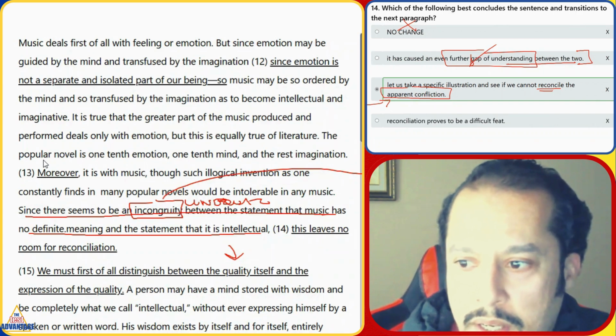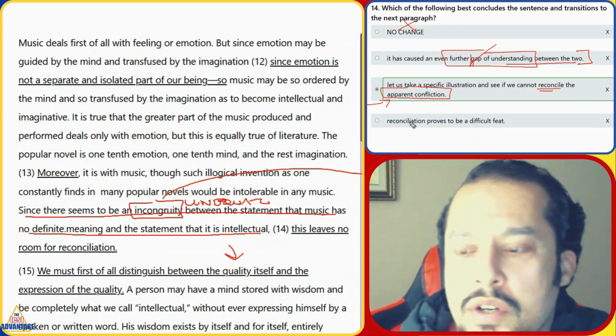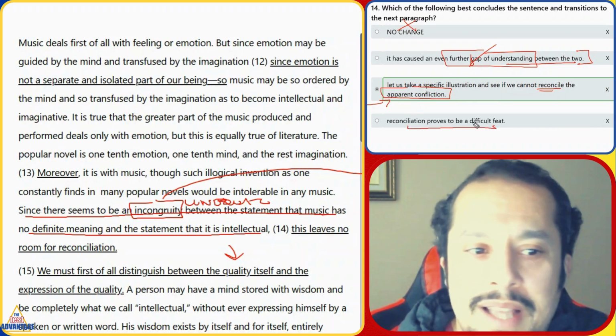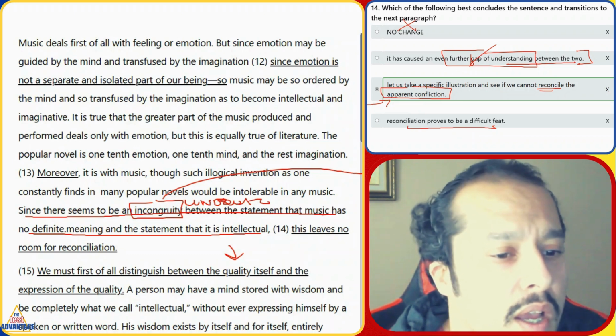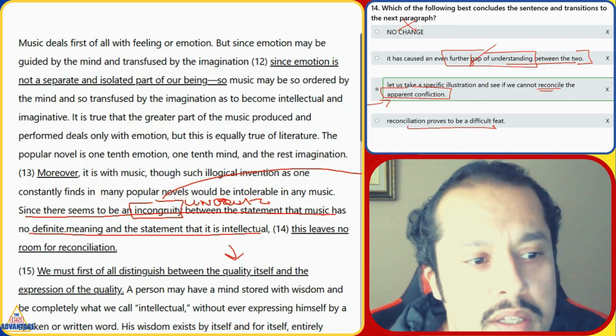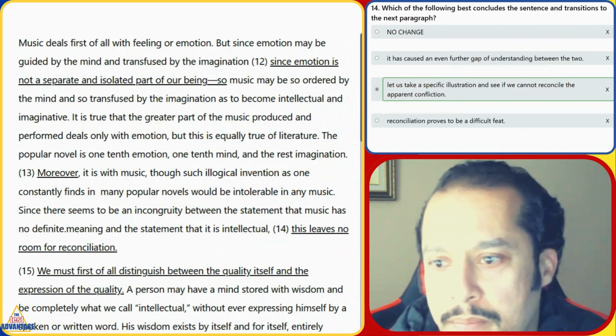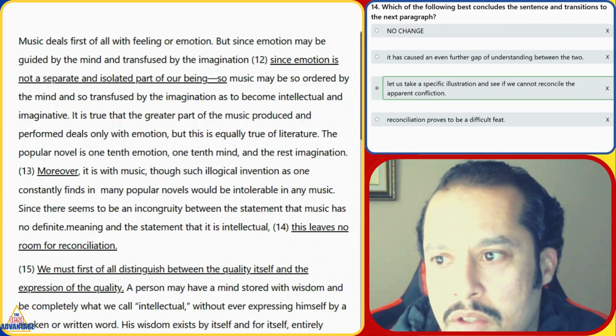So choice D, actually had to fix this because it didn't fit the answer. I had to go to the original and fix it. Reconciliation proves to be difficult feat. بس ده عكس passage, right? Passage ده it shows us that there is reconciliation وده الهدف بتاعتنا. So here we're going to go with the answer C. Let's go to number 15.